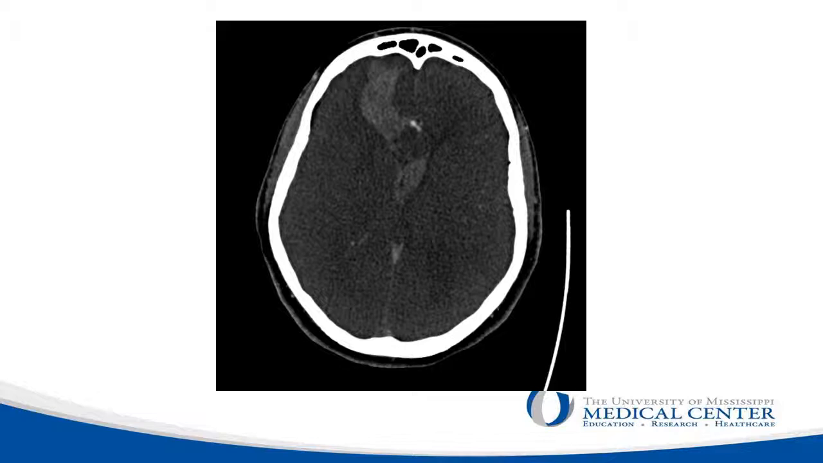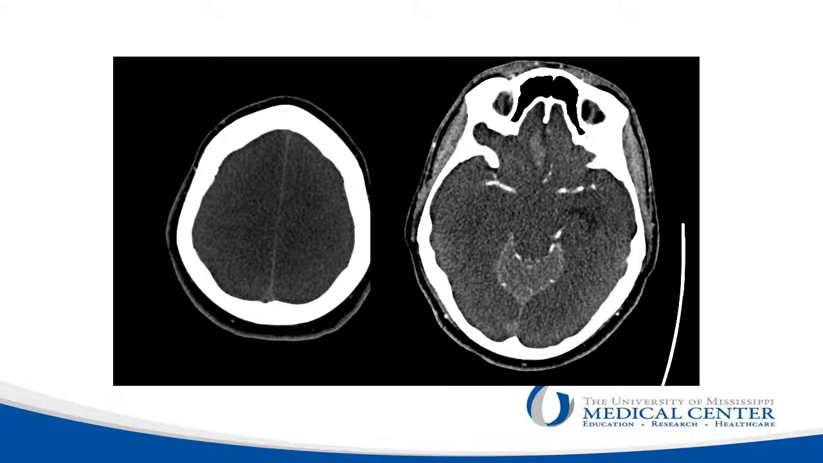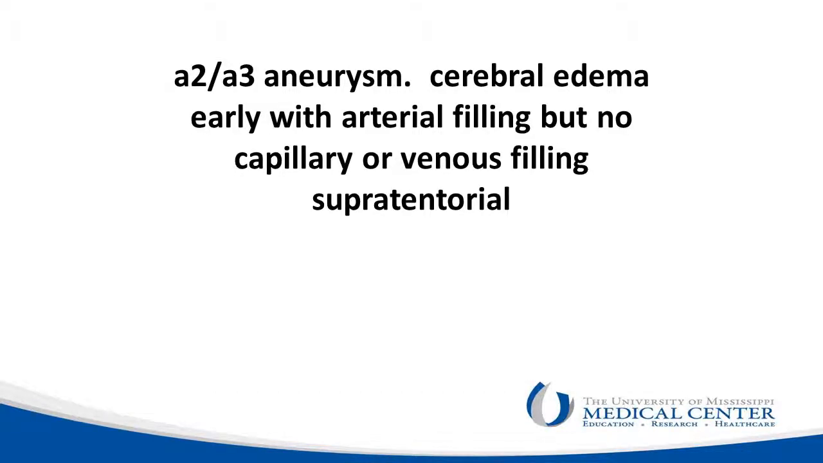We perform a CTA, and we can see abnormality in the region of the A2/A3 segments of the anterior cerebral artery. Please note that we don't see much in the way of venous or capillary contrast, and so this was timed a little bit more closely to arterial timing. Additionally, there's probably enough cerebral edema to slow down the capillary and venous phases. Again, we see that lack of venous contrast and just decreased other capillary and venous enhancement. So that was the A2/A3 aneurysm.